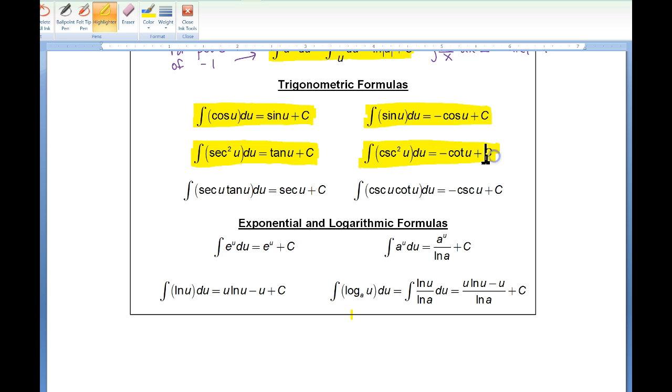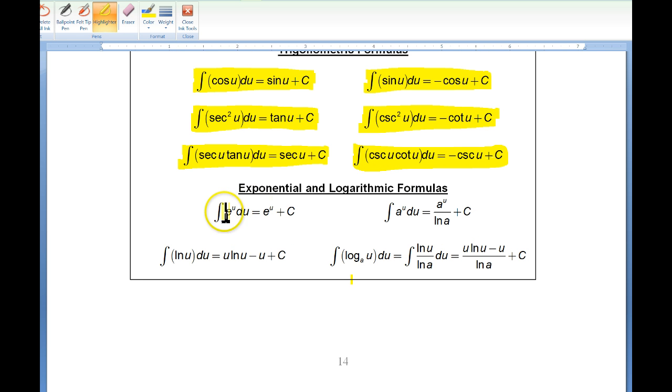I'm going to highlight all these, but the first 3 that I talked about, you're going to see those most often, but you may encounter any 6 of them on the AP test. They most likely give you the first 3, but they could give you the other ones also.